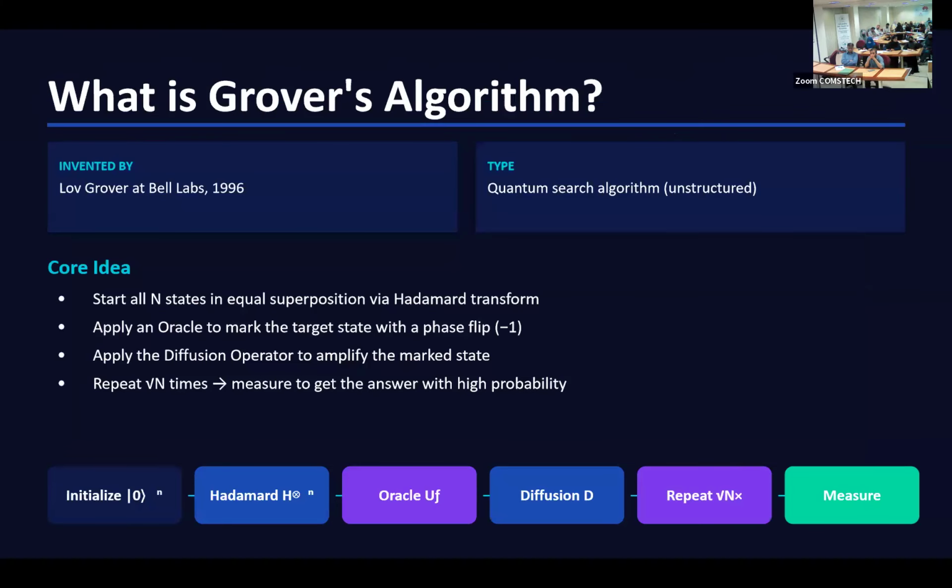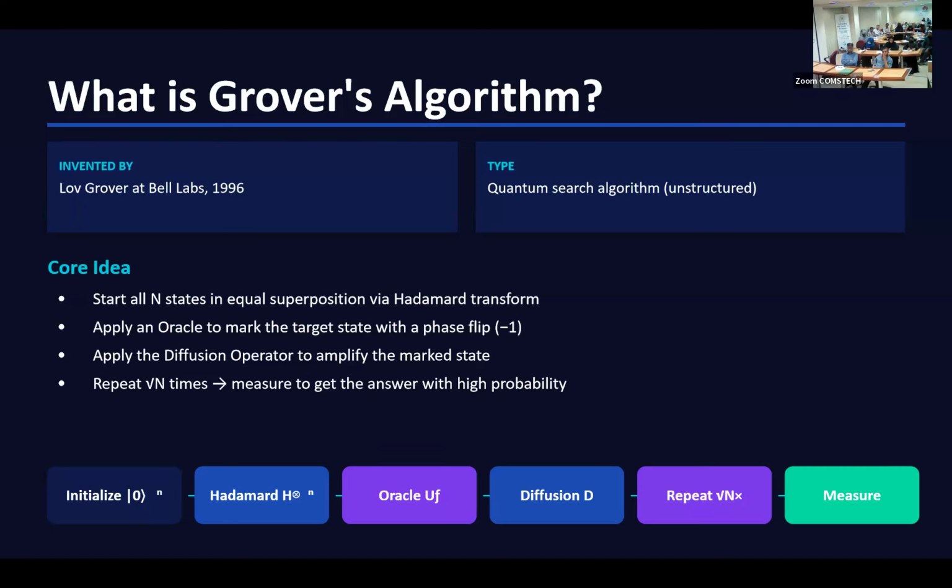Okay, so what exactly is Grover's algorithm? Grover developed the algorithm in 1996 at Bell Labs. It was developed as a quantum search algorithm for unstructured data, not the structured one, the unstructured one.